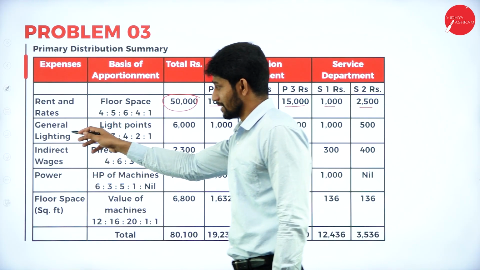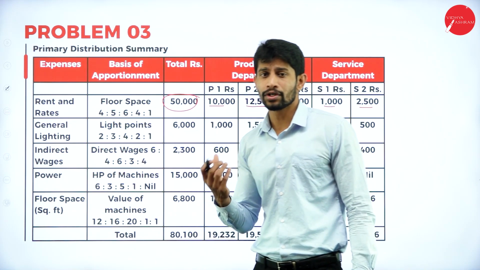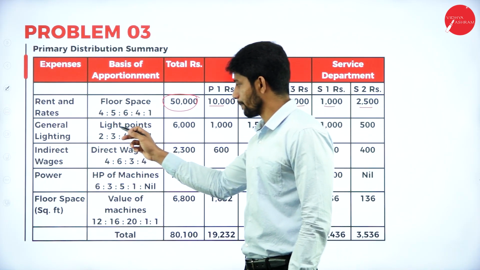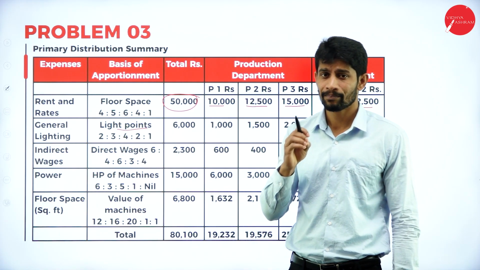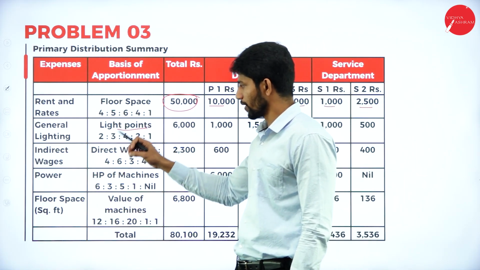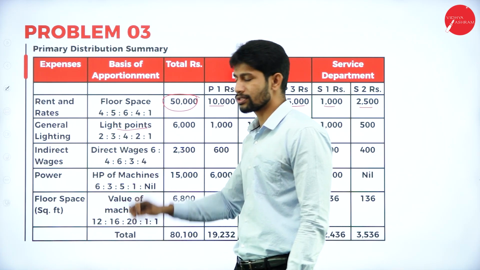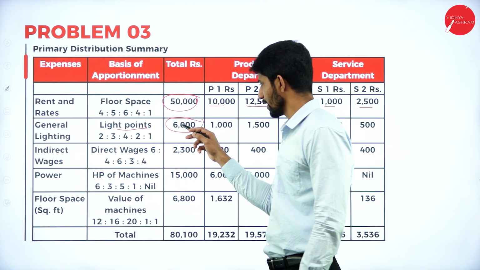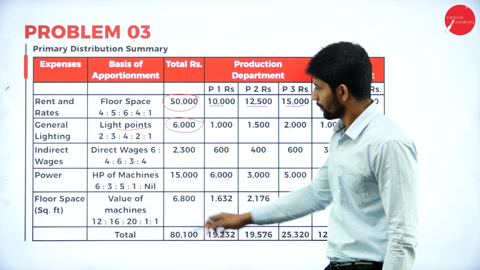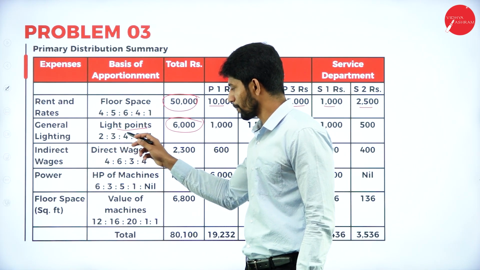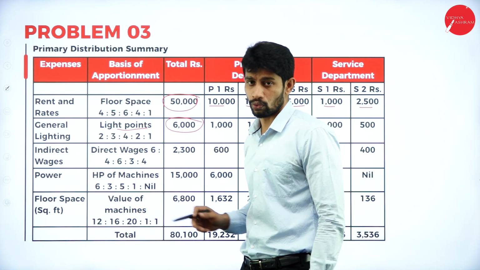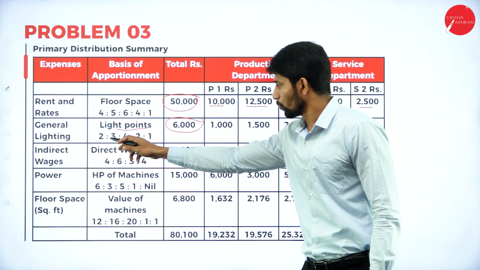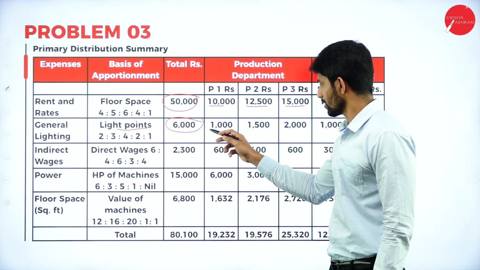Next, general lighting. So how do you distribute the expenditure with respect to lighting? Based upon the lighting points, right? So what is the ratio we have? 2:3:4:2:1. And what is the total expenditure? That is general lighting, 6,000. So now the total is 2 plus 3, 5, 5 plus 4, 9, 9 plus 2, 11, plus 1, 12. So 6,000 into 2 divided by 12, how much will you get?